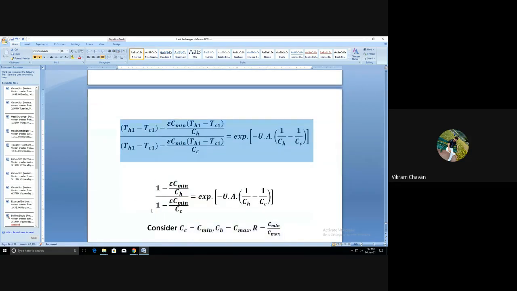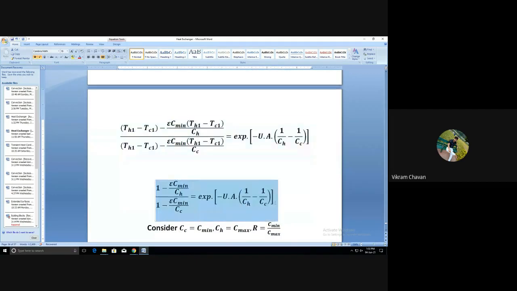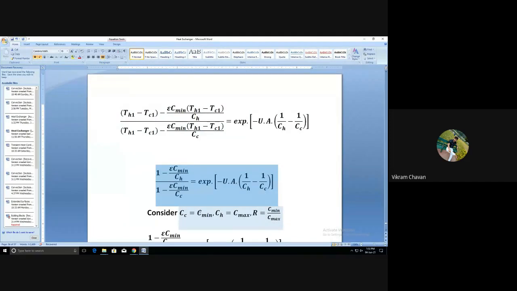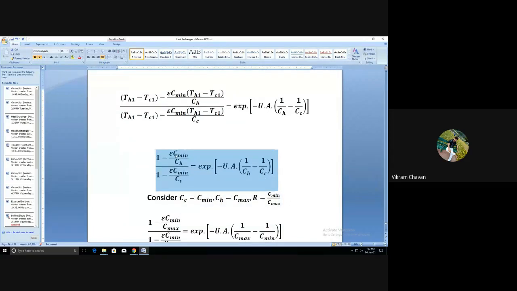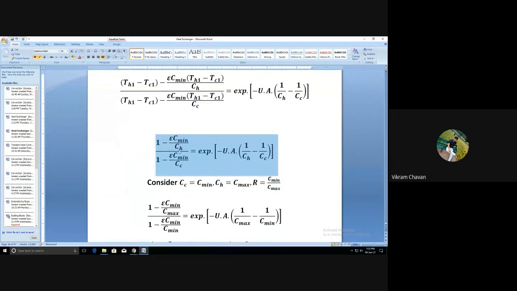Okay, so further, after cancellation of Th1 minus Tc1 from the numerator and denominator side, we will get (1 minus effectiveness multiplied by Cmin divided by Ch) whole divided by (1 minus effectiveness multiplied by Cmin divided by Cc), and that will be equal to exponential of minus U multiplied by A inside bracket (1 upon Ch minus 1 upon Cc), bracket complete, square bracket complete.